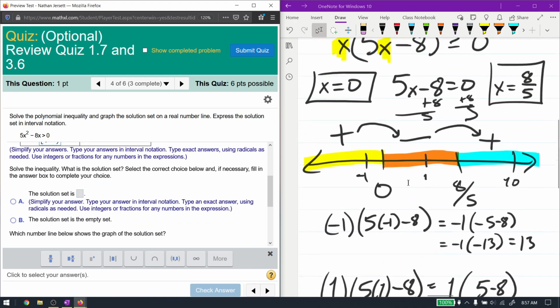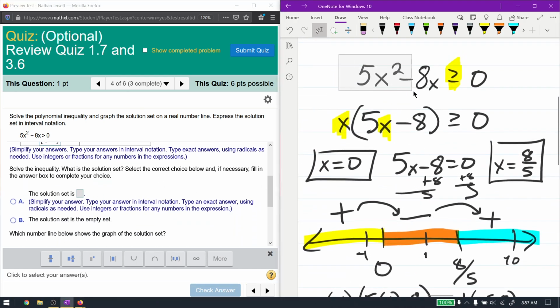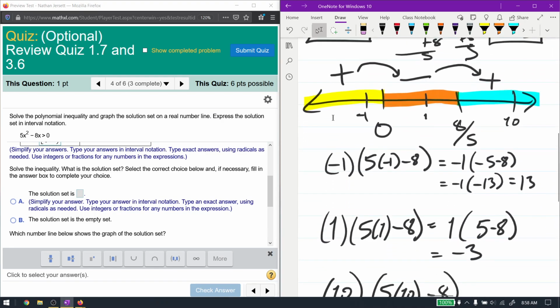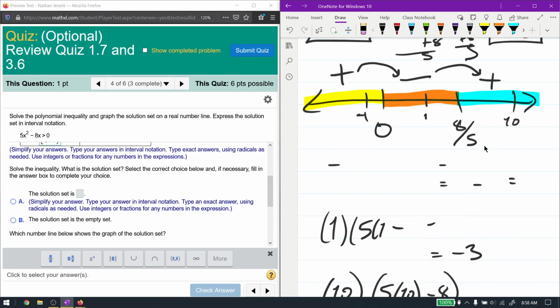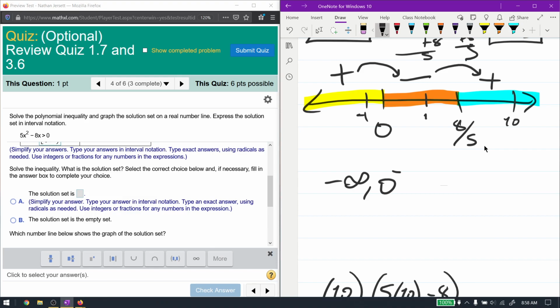And what's the solution set? We're looking for when this polynomial is greater than or equal to 0. In other words, when is it positive or equal to 0? So the yellow and the blue are when it's positive. Those are the intervals we want. So let me make some room here. We can then write our interval notation as going from -infinity up to 0 and including 0, right? It's greater than or equal to.